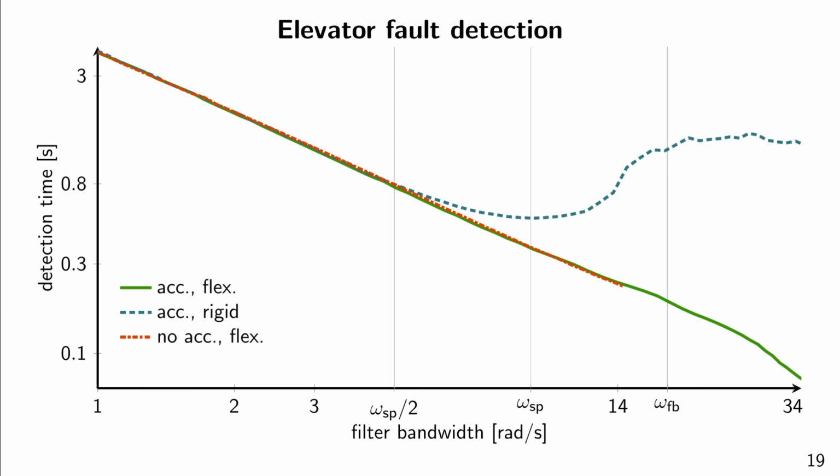If we look at the two no acceleration cases, we conclude that optimal detection times are achievable with the rigid model-based design if the acceleration measurements are omitted. This is only true up to the neighborhood of the frequency of the first bending mode, beyond which the use of the flexible model is necessary.